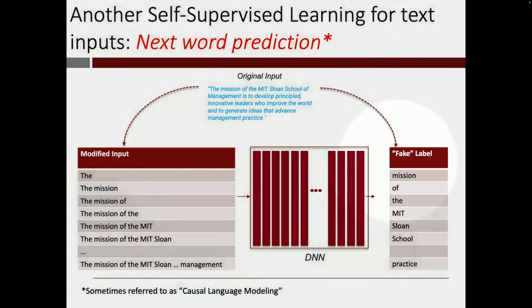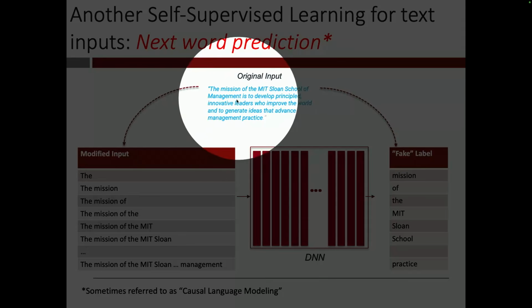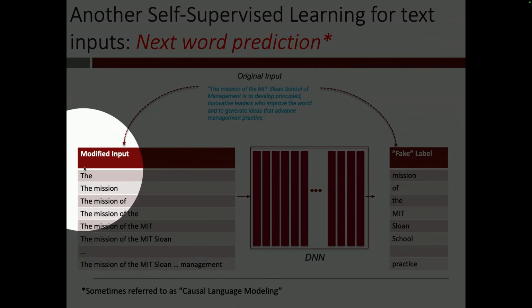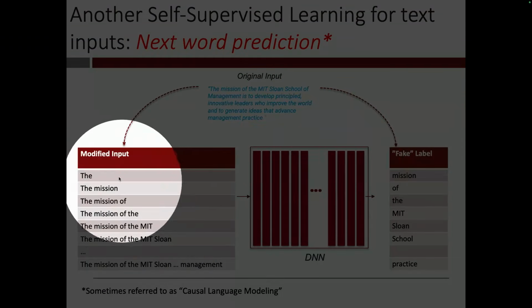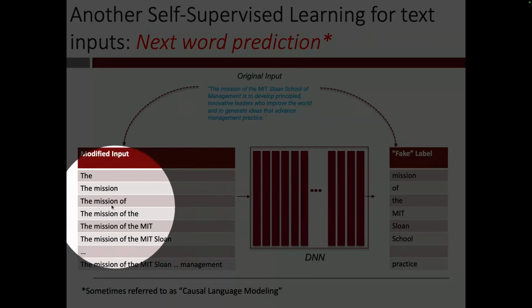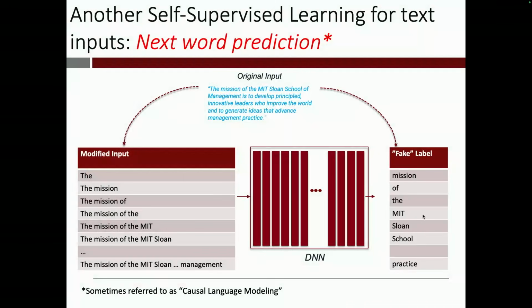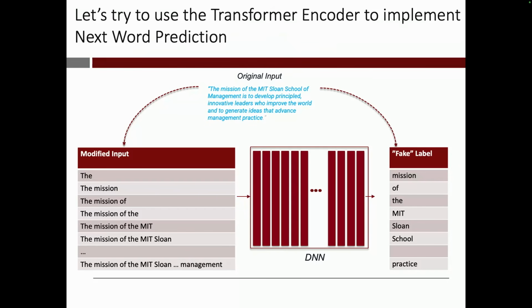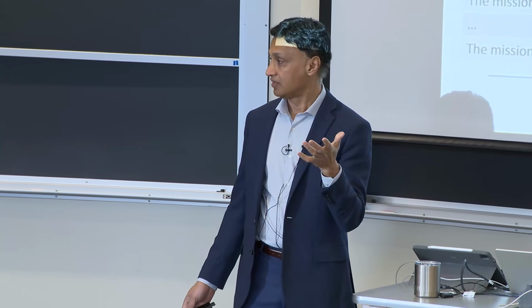So if you take the same sentence, the mission of the MIT Sloan School, you can literally divide it into, well, you can give it "the" and ask it to predict "mission." You can give it "the mission" and ask it to predict "of." You give it "the mission of" and ask it to predict "the." You get the idea. So for every sentence fragment you can take the first few words and then predict the next one. First few, next one. First few, next one. Okay? So this is next word prediction. And so what we're going to do now is take the transformer encoder architecture that we used to build BERT in the last class, and try to use it to solve next word prediction, to build a model that can do next word prediction.